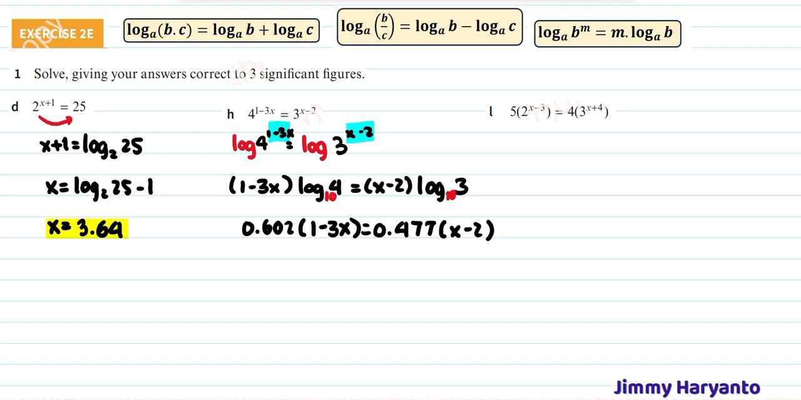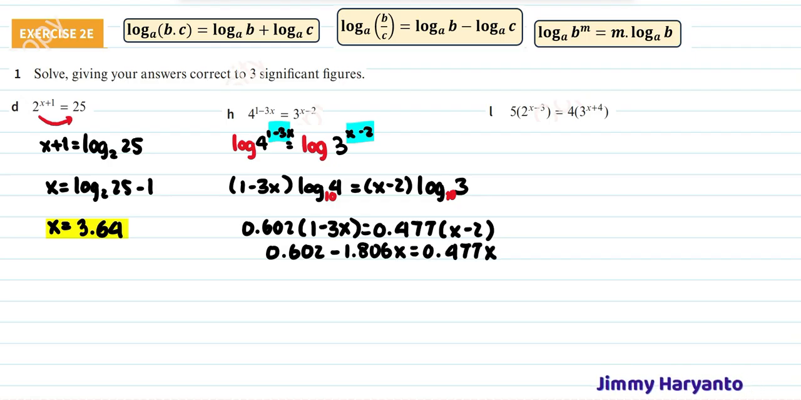Okay, just multiply it. So you have 0.602 minus 0.602 times 3 equals 1.806. x equals 0.477x minus 0.477 times 2 is 0.954. Okay, move the x to the left hand side, move the 0.602 to the right hand side.